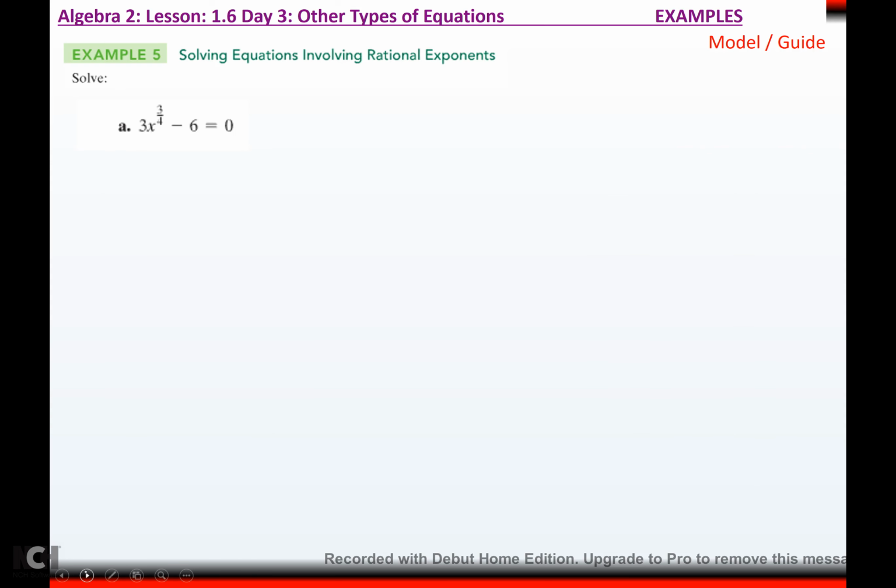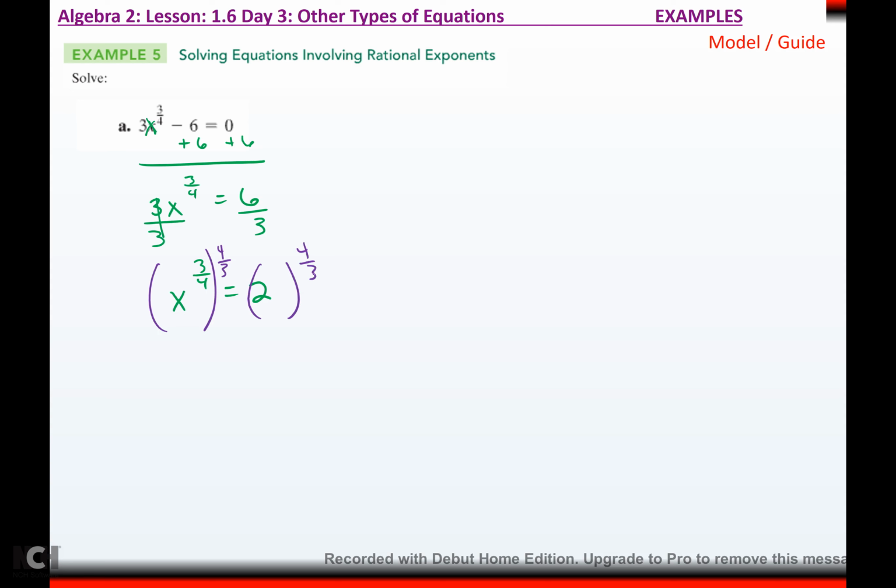Alright, so again, I've got to isolate and kill. I need to isolate this x to the 3/4. So I'm going to add 6. That gives me 3x to the 3/4 equals 6. Divide by 3. I get x to the 3/4 equals 2. Now that I've isolated it, I can eliminate it by raising it to the reciprocal. That will kill it, which gives me x alone. And my answer is 2 to the 4/3. Now, unfortunately, you have to figure out what that is. So you're going to have to go back to radical.